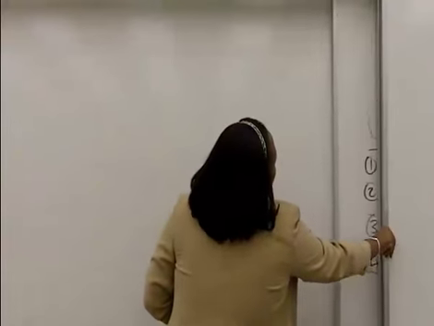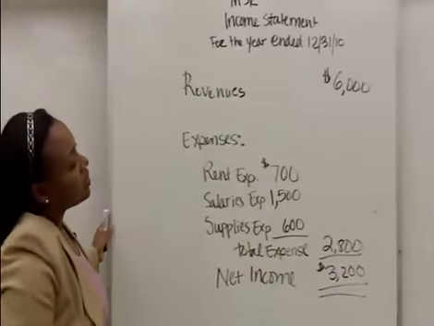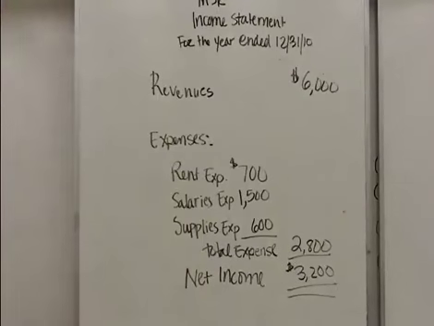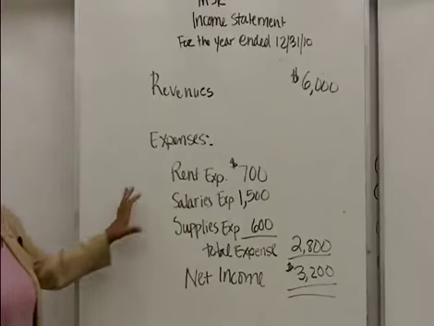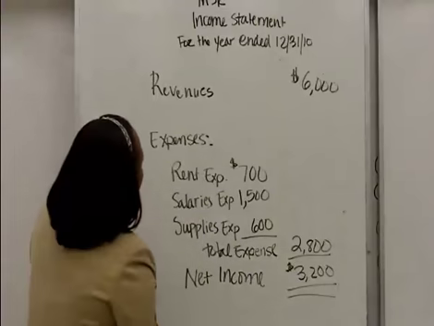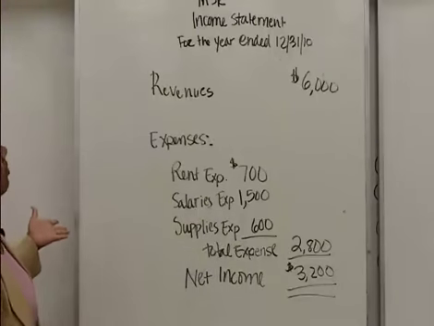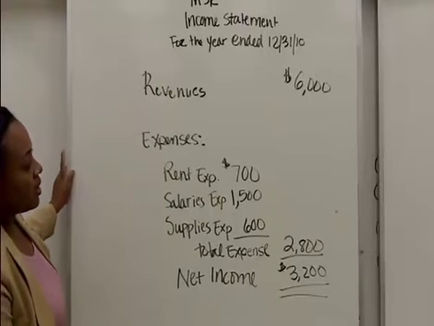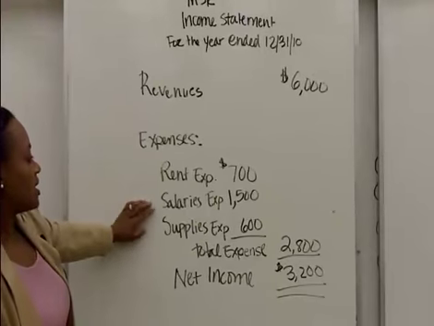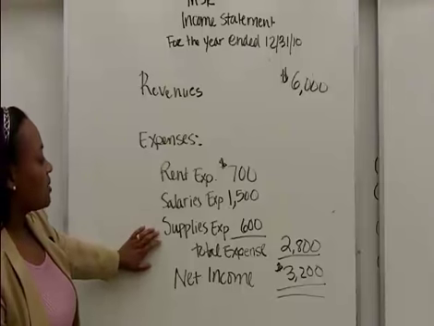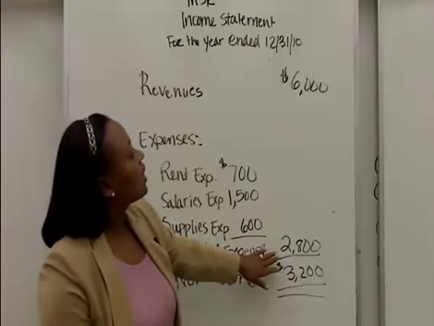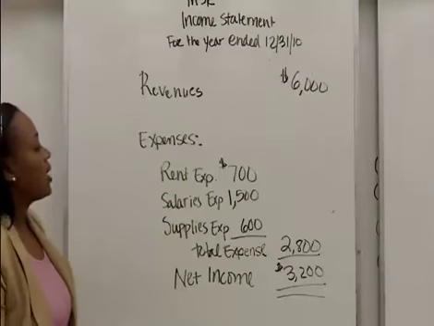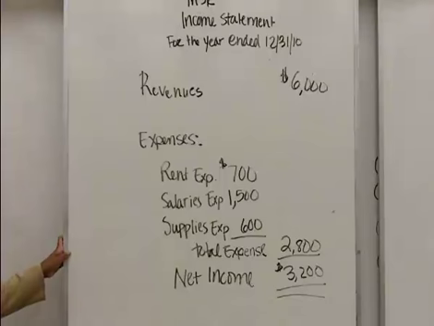Next part, how do you do your closing entries? Well, to do your closing entries, you must first start with the financial statements or an adjusted trial balance, since this financial statement was prepared from the adjusted trial balance. Now, here we have MSK Inc. We have our revenues of $6,000, rent expense of $700, salaries expense $1,500, supplies expense $600, total expenses $2,800. So you subtract your expenses from your revenues to get a net income or net profit of $3,200.